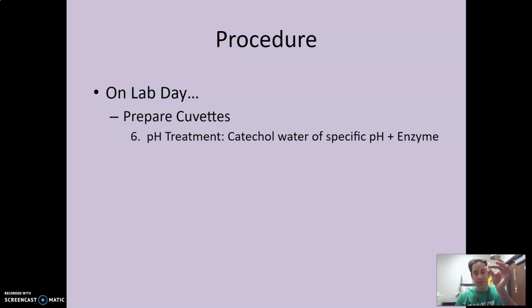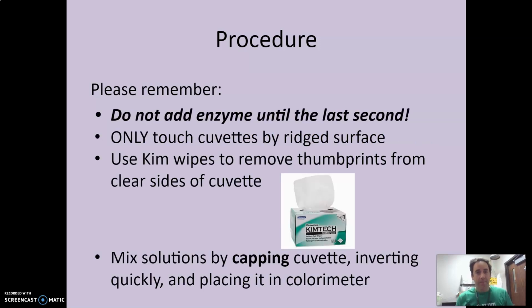So you're going to prepare all these cuvettes, and then when you're ready to go, you're going to begin to collect data. A couple tips about this. Again, don't add enzyme until the very last second. Your cuvettes are going to have liquid in them. Only touch them by the ridge surface. And then you're going to use these little tissue things called Kimwipes to rub the sides down and get rid of any thumbprints that might be on there.